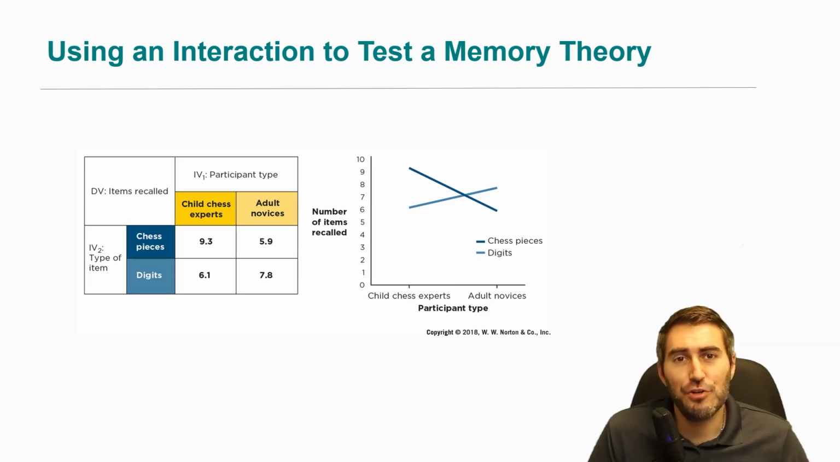The study had a 2x2 design with a participant variable, child experts or adult novices, and an independent variable, digits versus chess pieces. The number of items recalled was the dependent variable. The results are shown here in the figure, and they clearly demonstrate that while the adults had better memory than children for digits, the children had a better memory than adults for the domain in which they had more knowledge, in this case, chess pieces.